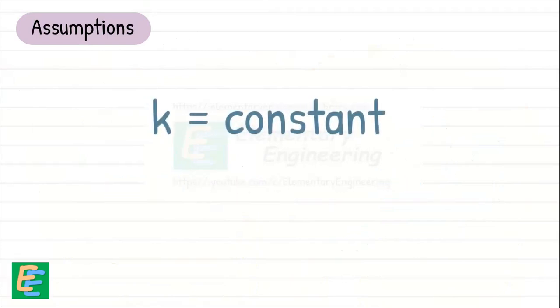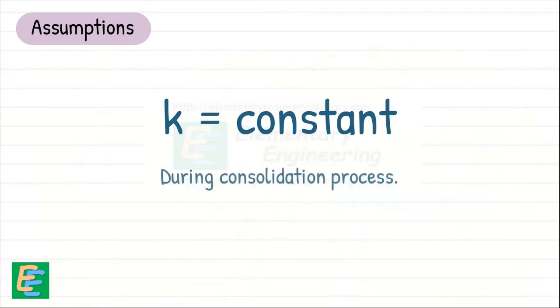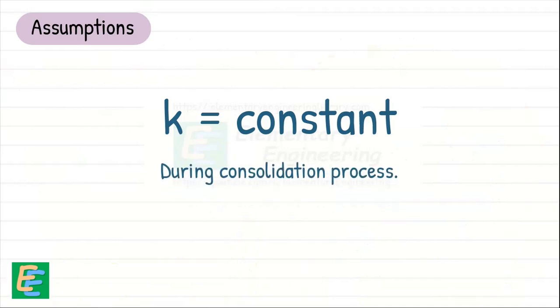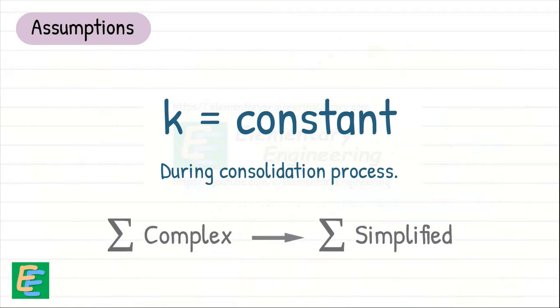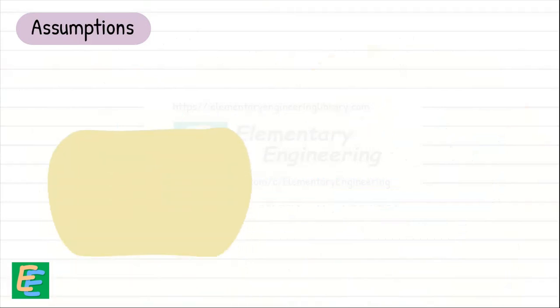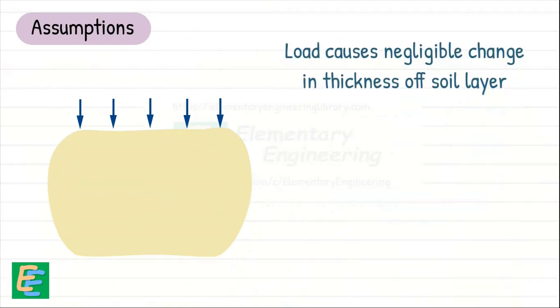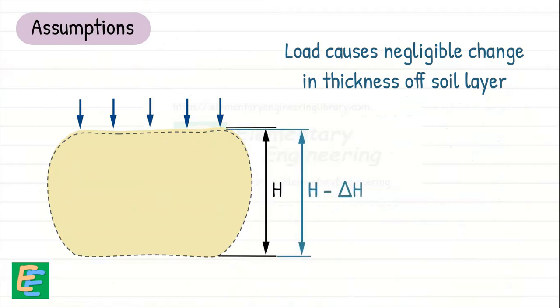Seventh, the permeability of the soil remains constant during the entire process of consolidation. This assumption significantly simplifies the mathematical equations governing consolidation. The eighth assumption is that the applied load increment causes negligible changes in the thickness of the soil layer. Though the thickness of the soil layer changes due to consolidation and H becomes H minus delta H, the change in thickness is small enough that the original thickness H can be used throughout the consolidation analysis without introducing significant errors.